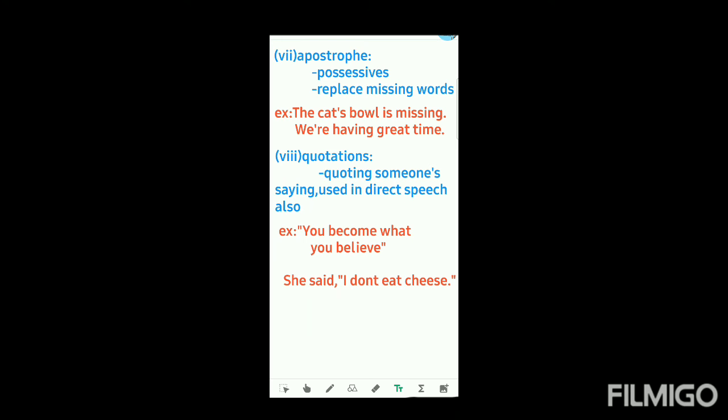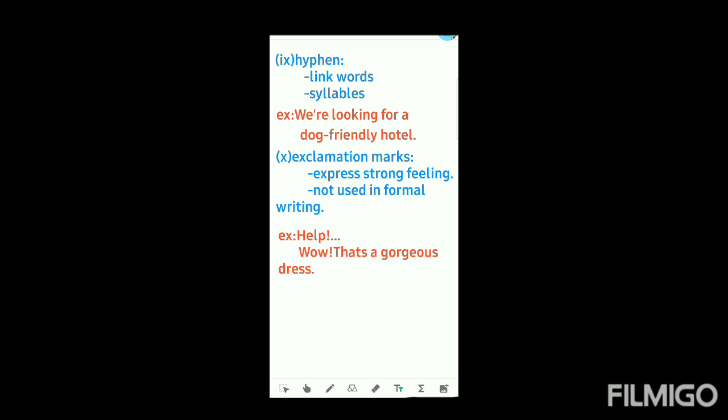And your next: She said, "I don't eat cheese." So this is an example for direct speech, and so it is mentioned in quotation marks. And the last one for you, last slide, is hyphen. Hyphen is used to link two words, and also it is used to mention the syllables. And your example: we are looking for a dog-friendly hotel.